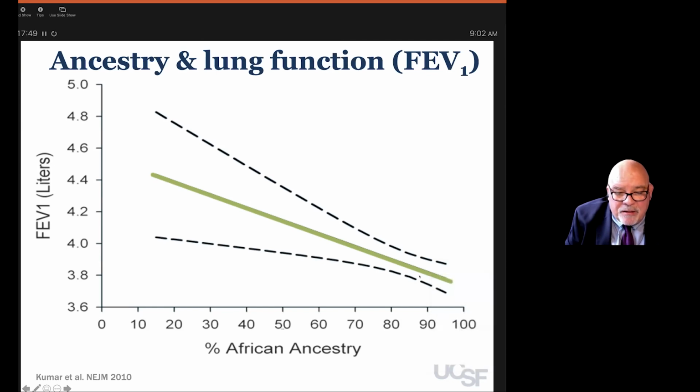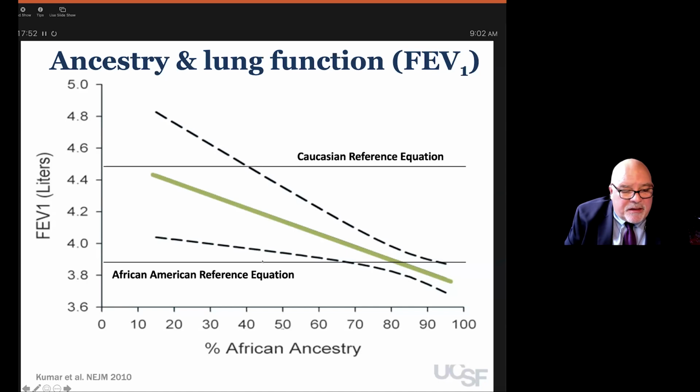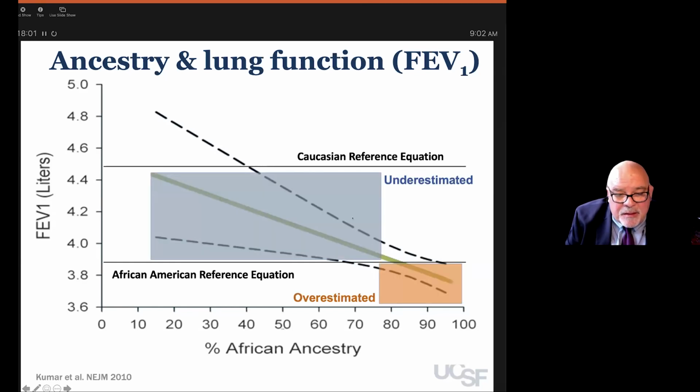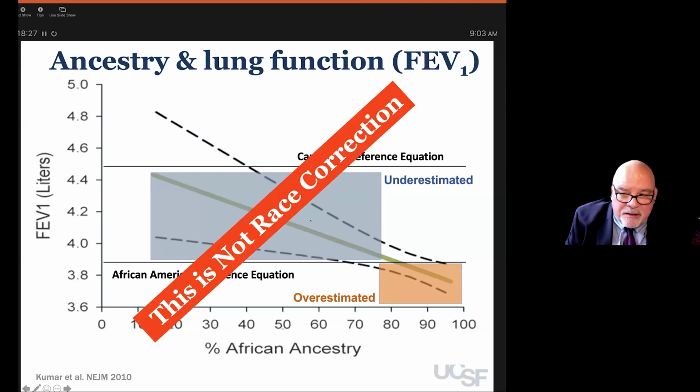And what we found is that when we compared our patient to the average reference equation for African Americans versus whites, we got different results. And essentially, depending upon an individual's genetic ancestry, if they were over 78% African ancestry, we overestimated their disease. If my patient, who was 50% African ancestry, we would underestimate their disease. Now, this again is not race corrected. This is in African Americans only who are healthy, adults and children.